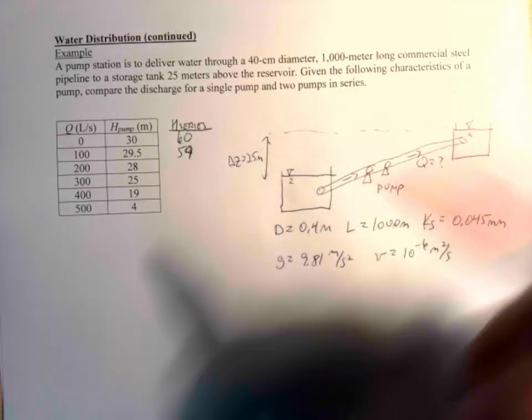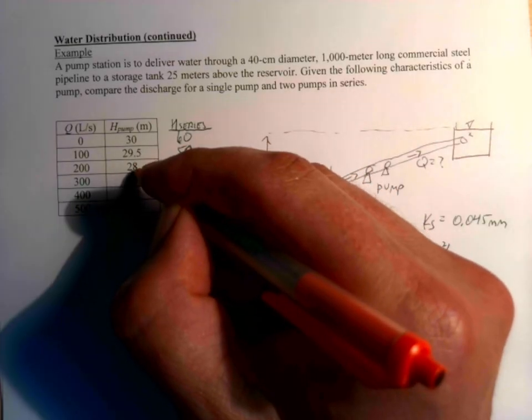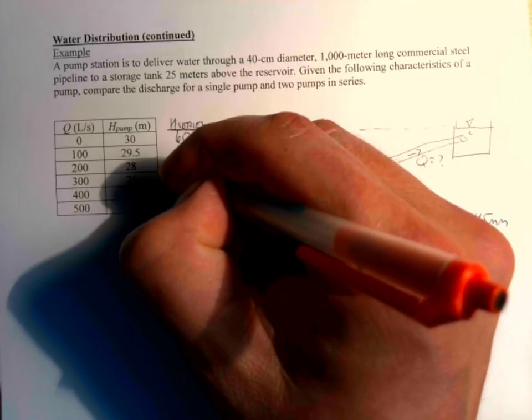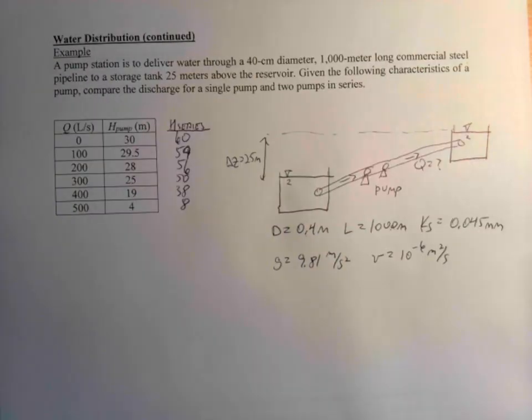Now, if you're looking at two different pumps, then this is a little bit harder to do, and you often have to do it graphically if you just have the curve instead of a table. But for this one, it's pretty straightforward, so we just double all these numbers, and so we'll go 56, 50, 38, and 8. This is what we'll get.